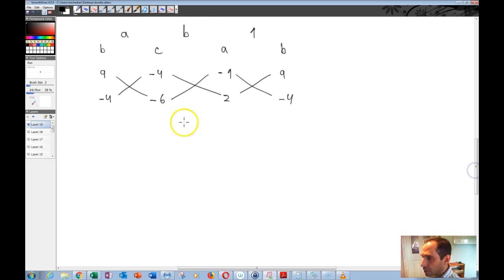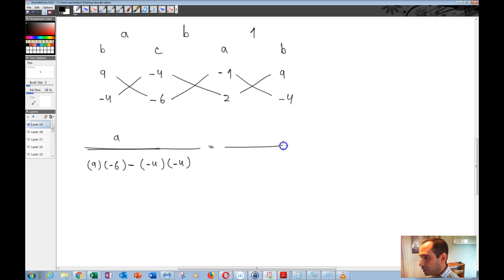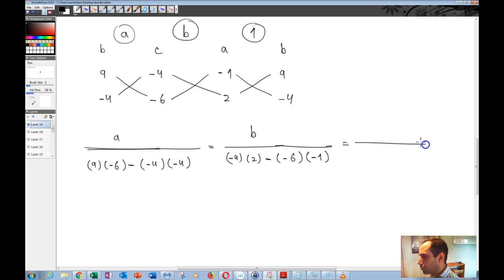So then you can write this as A over 9 times negative 6 minus negative 4 times negative 4, is equal to B over negative 4 times 2 minus negative 6 times negative 1, is equal to 1 over negative 1 times negative 4 minus 9 times 2.